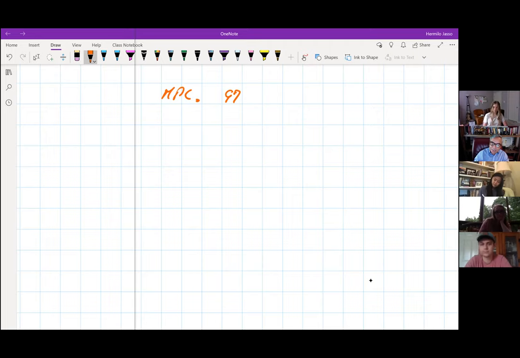So if the MPC is 0.97, that means the MPS is equal to 0.03. They only save 3 cents out of a dollar. So how much is the real multiplier in the economy? 1 divided by 0.03 is equal to 33.